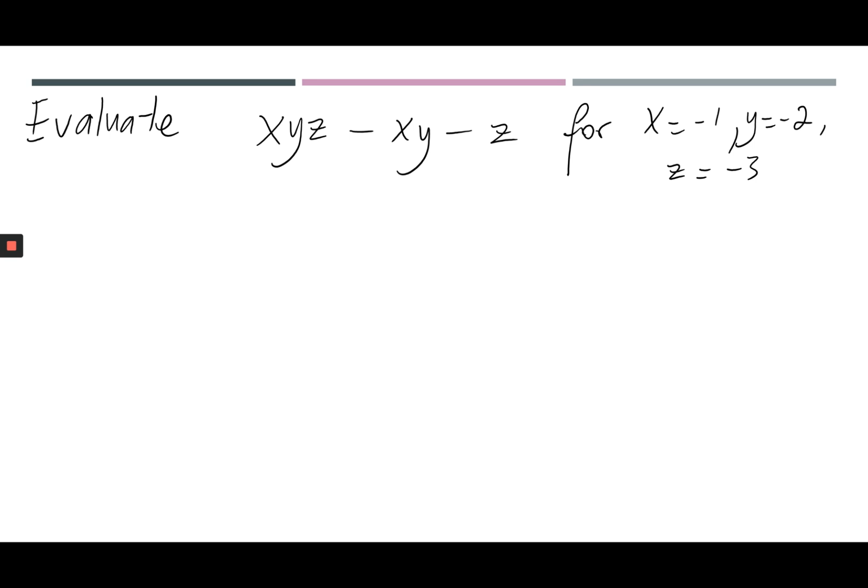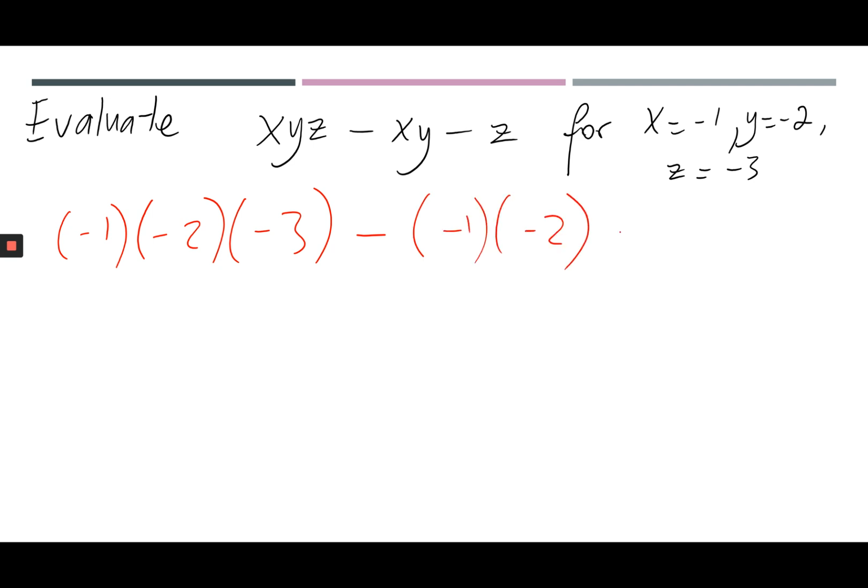xyz means x times y times z. x is -1, y is -2, z is -3. Minus xy, x is -1, y is -2, minus z. Negative times negative is going to be positive. Positive times negative is going to be negative. So 1 times 2 is 2, 2 times 3 is 6, -6.